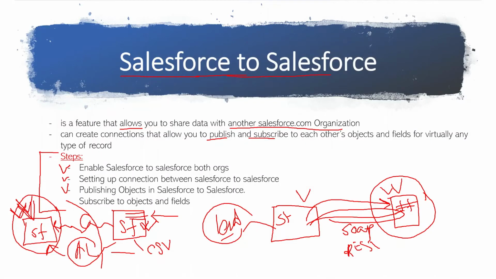So in the previous session, we understood what Salesforce to Salesforce Connect is. Now let's see how I am going to enable Salesforce to Salesforce in both the orgs. I'll have two orgs, and in both orgs I am going to enable it. So first we'll follow this step: enable Salesforce to Salesforce in both orgs. For that, I have taken two different orgs.